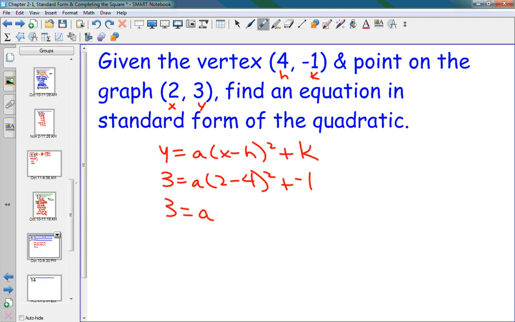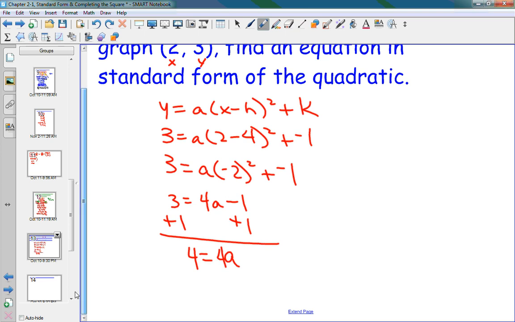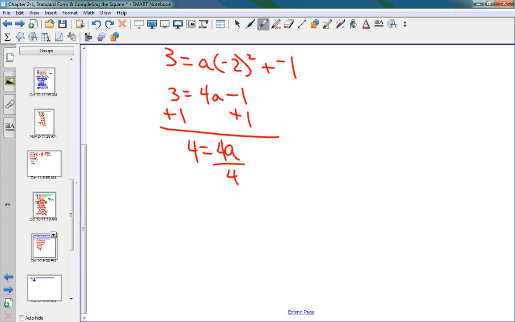3 is equal to A times -2 squared plus -1. It's -2 squared, 4. So 3 is equal to 4A minus 1. Now what do I do? Add 1 to both sides. So I have 4 is equal to 4A. Divide both sides by 4. 1 is equal to A.